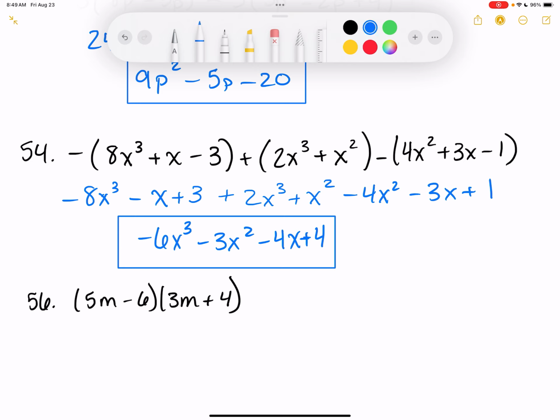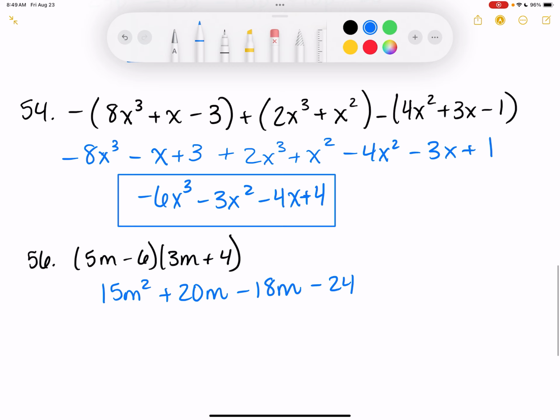So when I do that, I'm going to get 5m times 3m is 15m squared. 5m times 4 is 20m. Negative 6 times 3m is negative 18m. And then negative 6 times 4 is negative 24. And then I just need to combine the like terms there for that middle term. So I get 15m squared plus 2m minus 24.